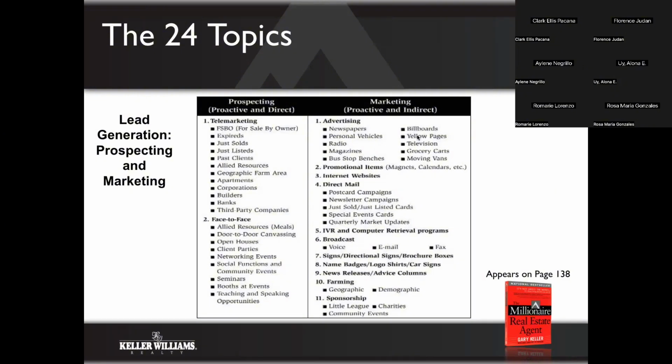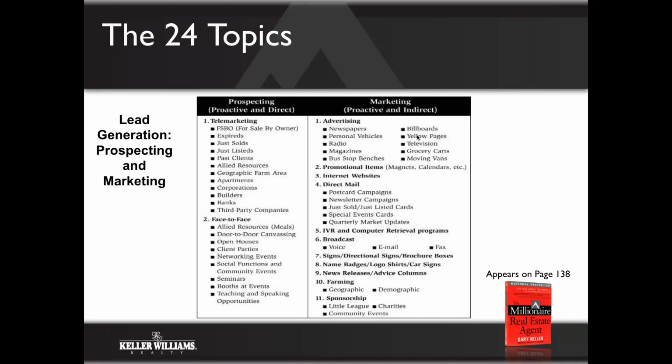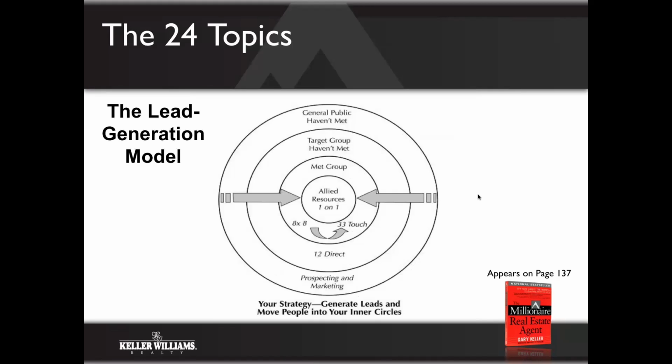You need to figure out what are some of the things that you can do for advertisement in your business. So that's marketing. Prospecting is proactive and direct. Marketing is proactive and indirect. So this is really the definition of prospecting and marketing. If you are not putting some of these things in your daily activities, my question is, what are you doing? These are the activities that you have to be doing in order to generate enough leads to run your business.